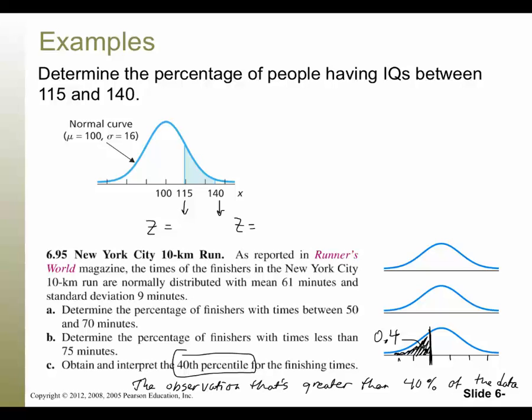That's by the definition of what a percentile is. The 40th percentile is the observation that's greater than exactly 40% of the data. So we want an area of 0.4. Is that clear? That means 0.4 has to lie to the left and 0.6 to the right. That's the definition of percentile.